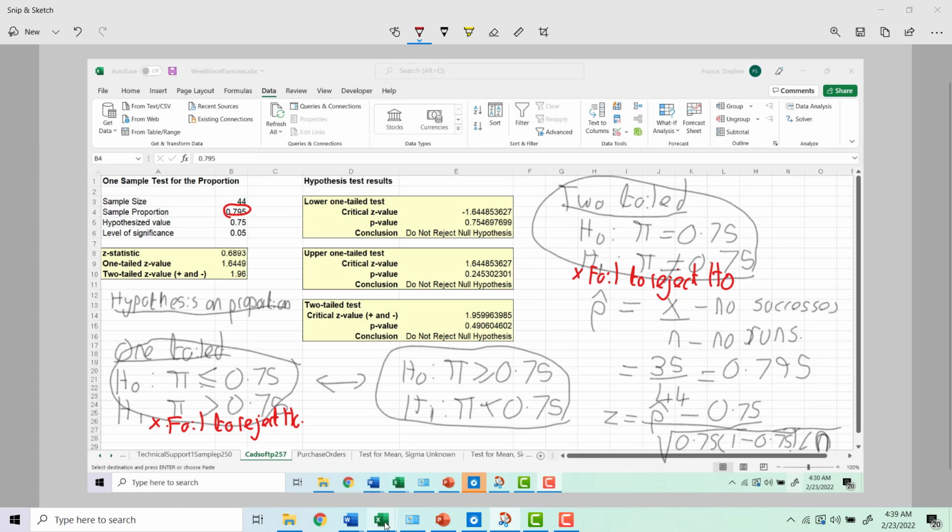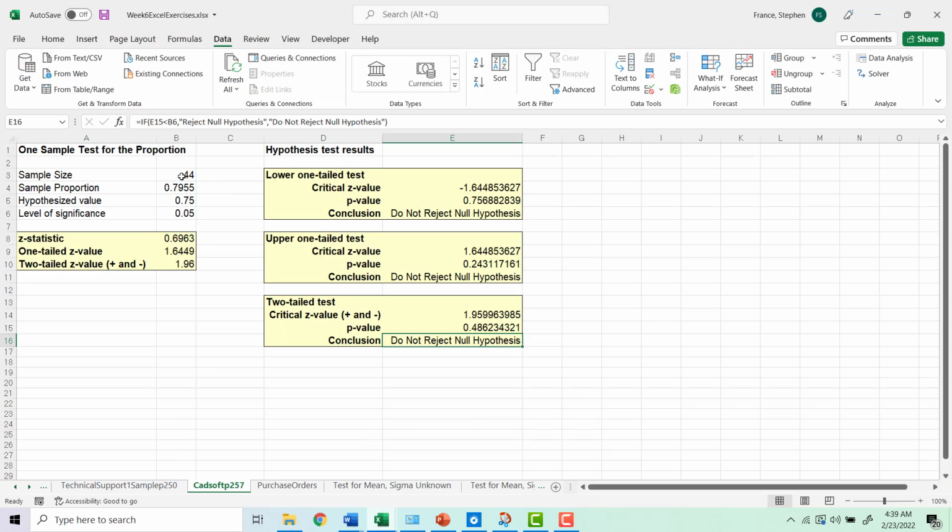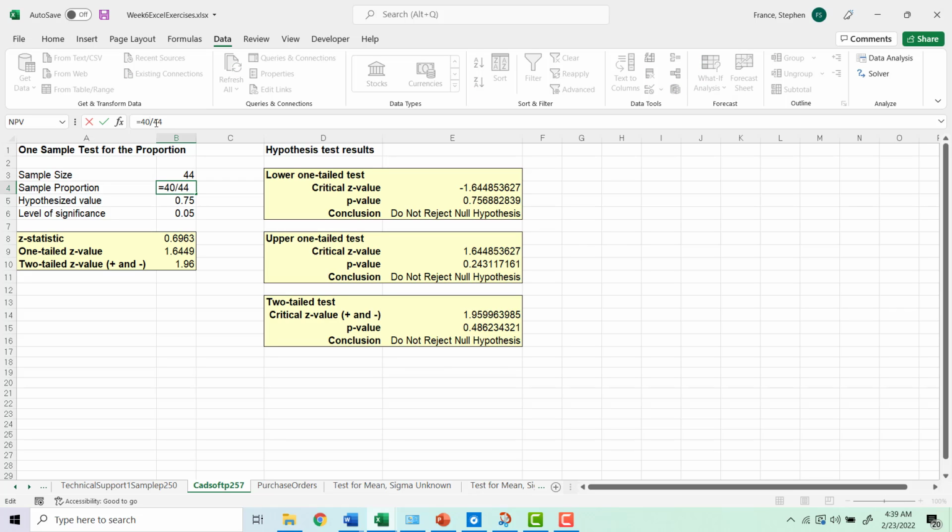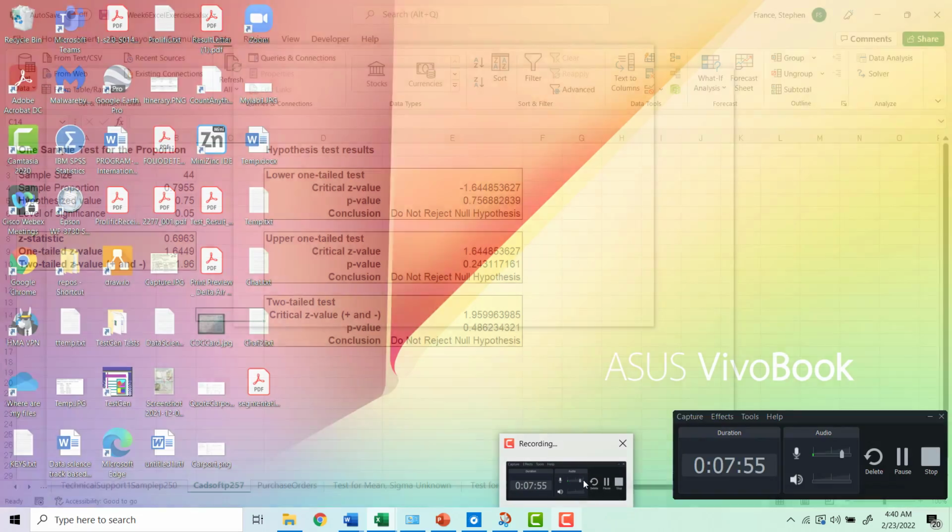Now let's just play around with our template. Imagine out of 44, 40 were in the top two service categories, and our proportion was 0.9. You see now that our z statistic is 2.43. It's greater than 1.65, and it's greater than 1.96. So in that case, we would reject H0 in favor of H1 in both the one-tailed and the two-tailed versions. So let's just put it back. And there we go. That's our one-tailed proportion test.